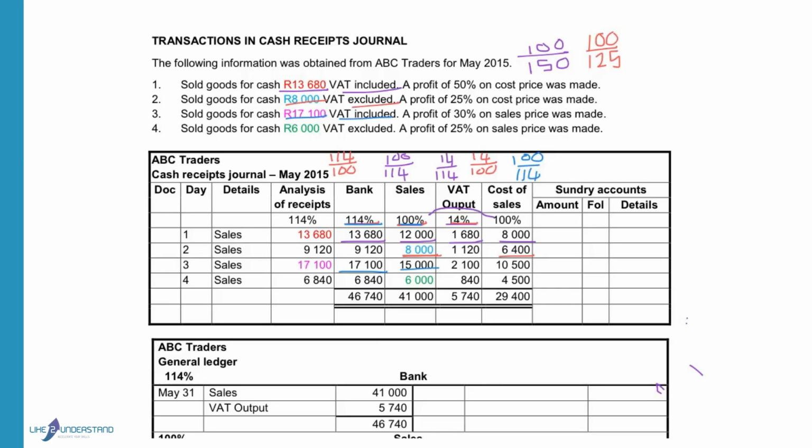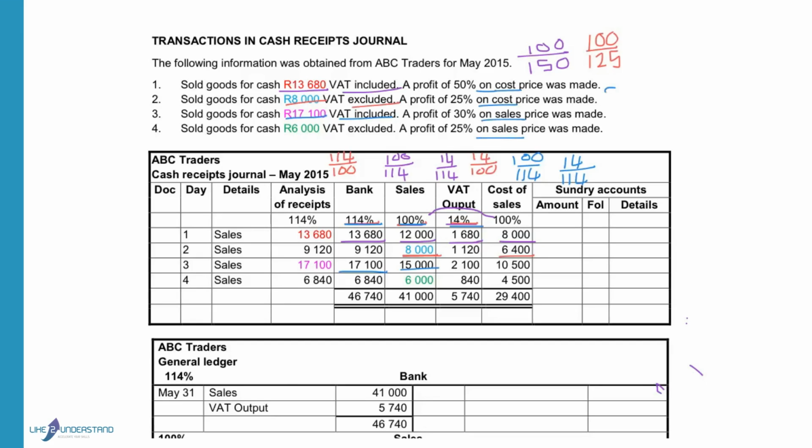If I want to calculate the VAT, the one that I want, 14, divided by the one that was given, 114, and that will give me 2,100 Rand. The cost of sales will again be calculated on the normal sales price. A profit of 30% on sales price was made. So be careful, the first two transactions were on cost price. The third and fourth transaction is on sales price.